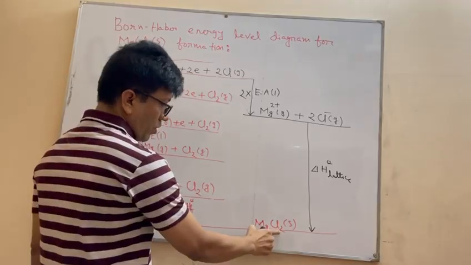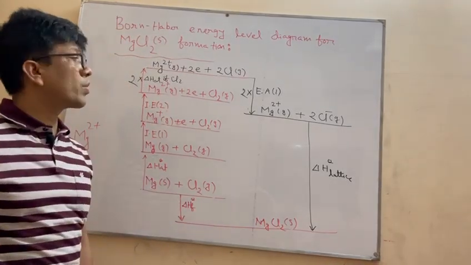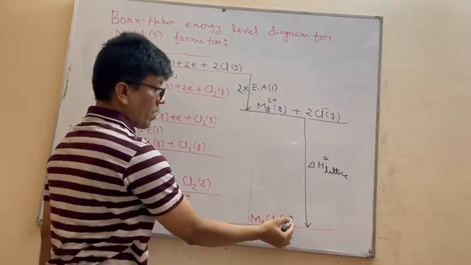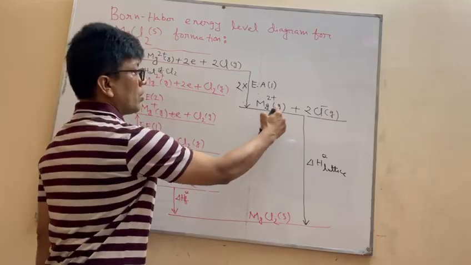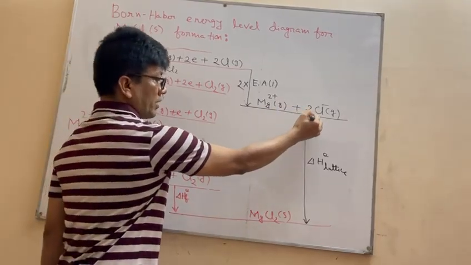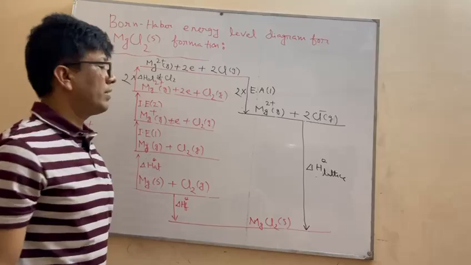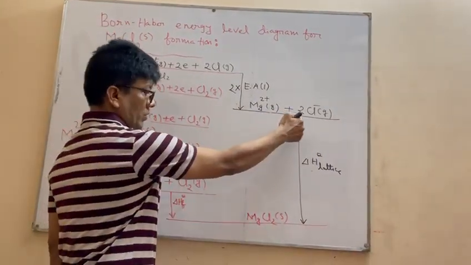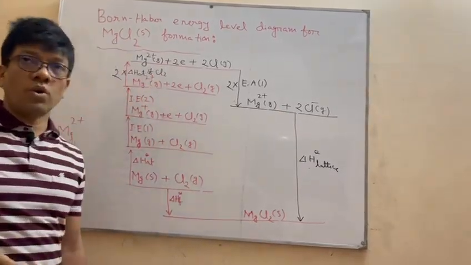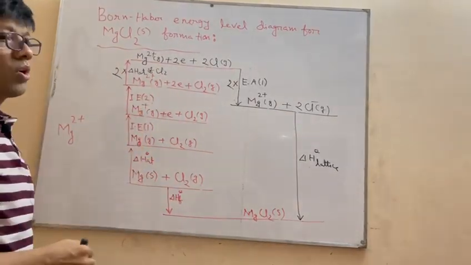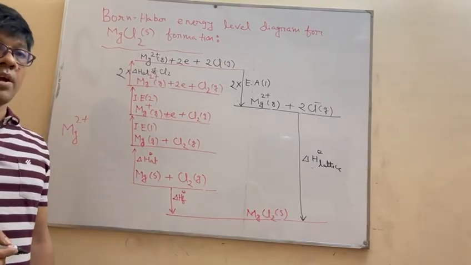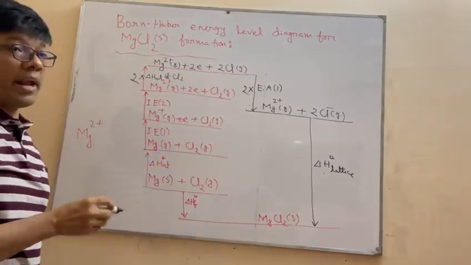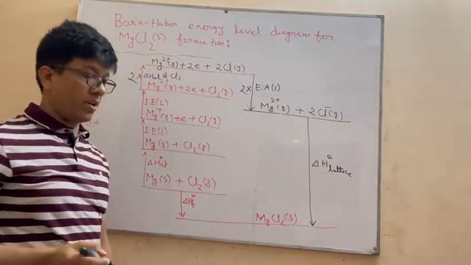So 1 mole of magnesium chloride solid is produced from magnesium gaseous ion and 2 chloride gaseous ions. From this to this, the energy change is lattice enthalpy. 1 mole of ionic substance is formed from its gaseous ions, and you know the downward arrow: lattice enthalpy is always exothermic, that's why it is a downward arrow, and you have to remember it. Endothermic is always an upward arrow in this energy level diagram, and exothermic change is always a downward arrow.